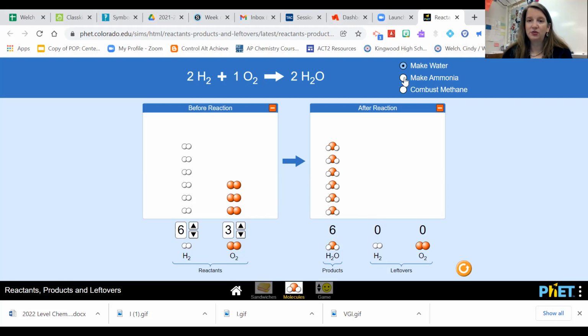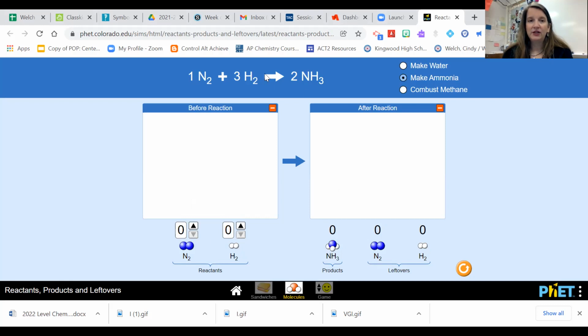Okay, let's look at the next question, which is about the ammonia. Here's our balanced chemical reaction for ammonia. This tells me that 1 nitrogen molecule, let me add that in here, reacts with 3 hydrogen molecules, let me add those, to make 2 ammonia molecules. And you can see that we have 2 ammonia molecules over here.